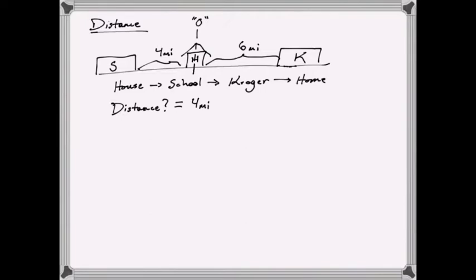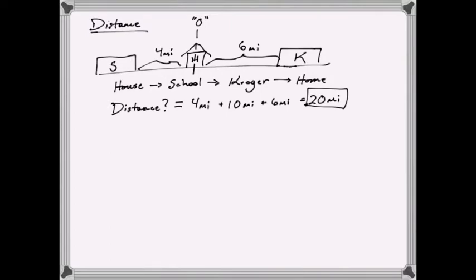Now, from there, we went to Kroger. Well, if you look at how far away the school is from Kroger, that is a full 10 miles away. Then from Kroger, we went back home, which is another 6 miles. So in total, we went 20 miles. So that's the distance we covered for that day.